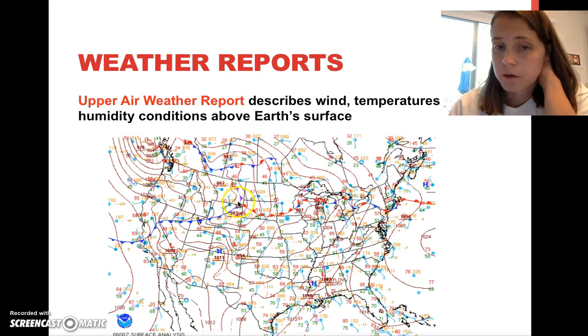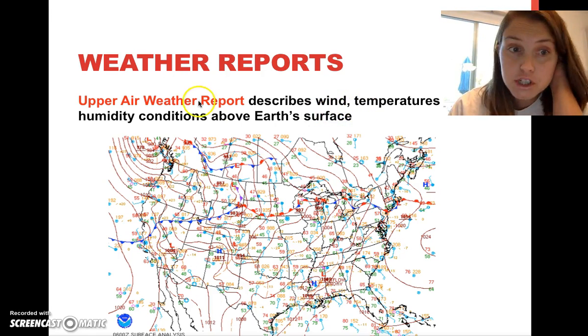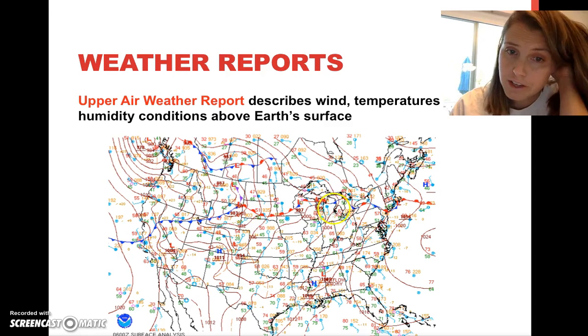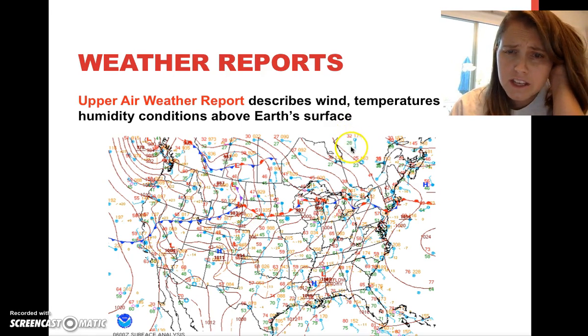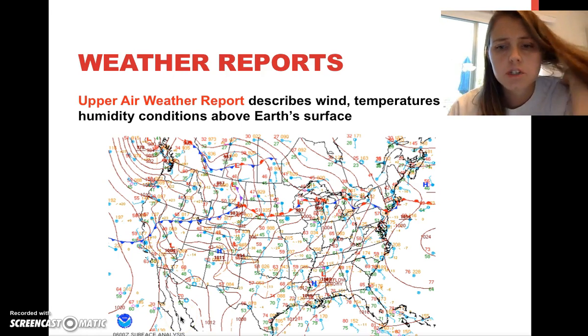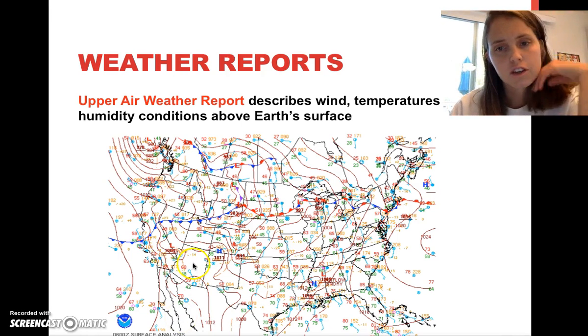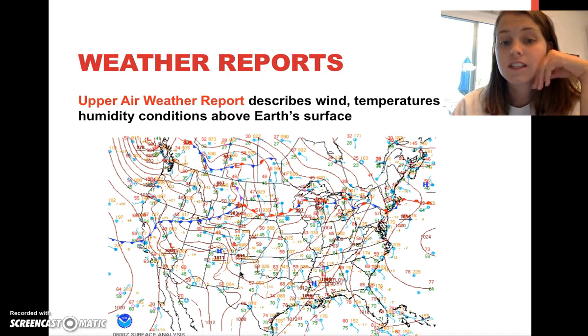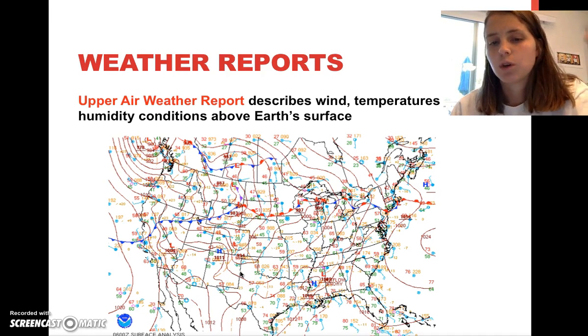The upper air weather reports look like a nightmare. They describe wind, temperatures, and humidity conditions above the Earth's surface. So all of these little things show you wind, temperature, and humidity, as well as the direction and the strength of the wind. This also has your fronts and all your isobars on it, as well as temperature bars or isotherms that tell you the temperature connections that each place has. So these things are a mess. We won't really use these because we'll leave this to the pros.